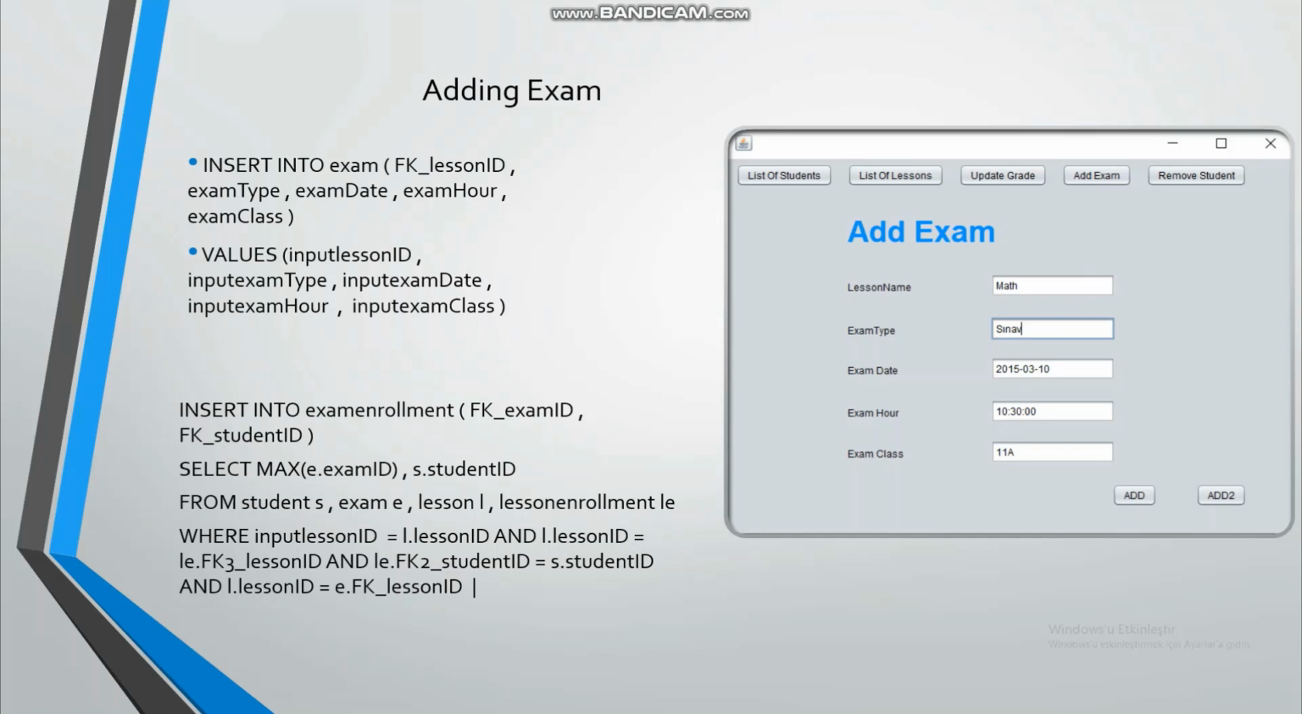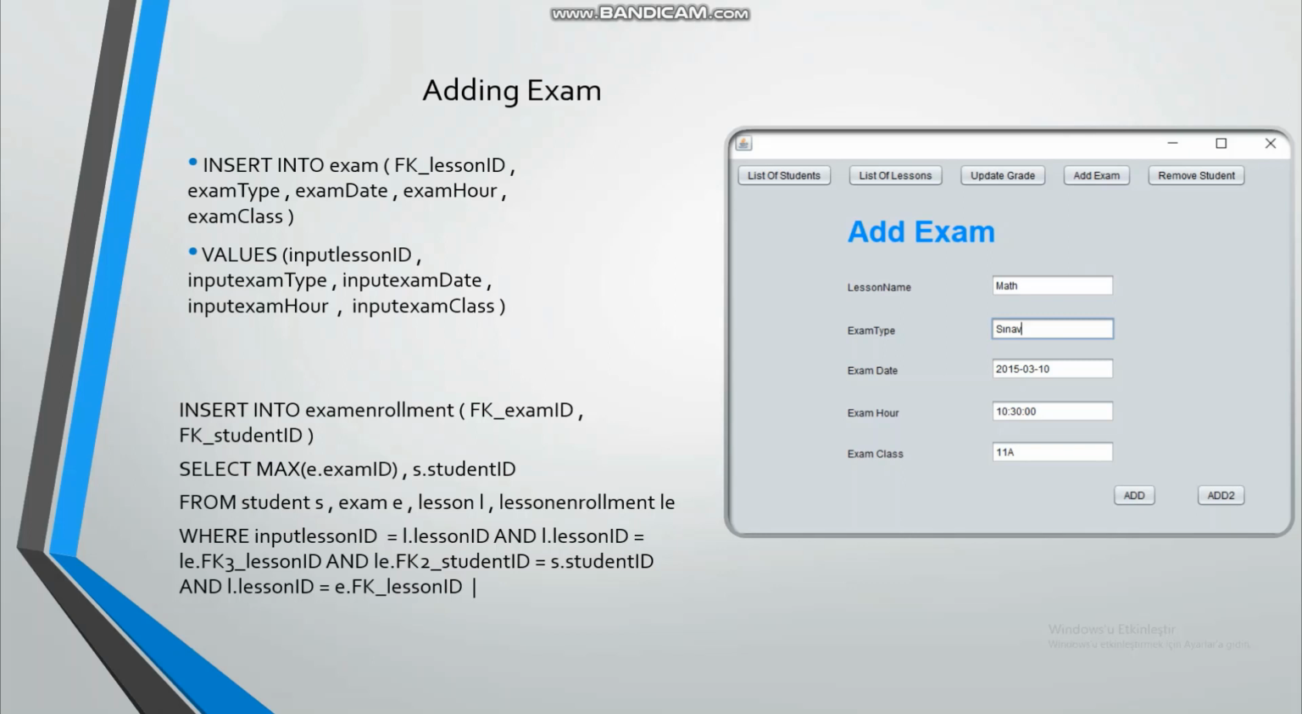But we have to assign the exam to the corresponding students too. The Add To button helps us assign the exam to the corresponding student. Let's look at how it works. When the user clicks the Add To button, the second query starts working.